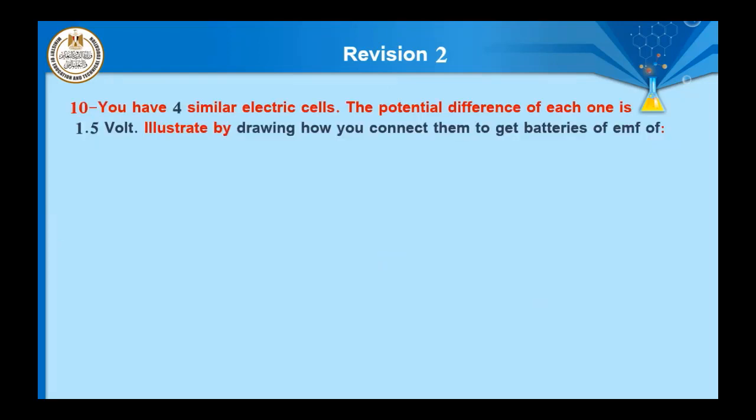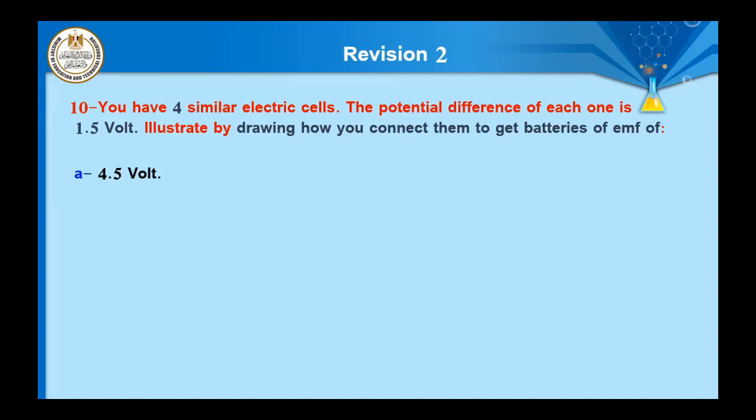Question number 10 in lesson 2 in unit 2. You have four similar electric cells. Potential difference of each one, or electromotive force of each one, is 1.5 volt. Illustrate by drawing how you connect them to get batteries of electromotive force number one, 4.5 volt. I explained this part many times, and we know that to draw the electric circuit that represents the connection of these electric cells, we must know the electromotive force. In this example, he needs to draw the electric cells which are connected maybe in series or in parallel.